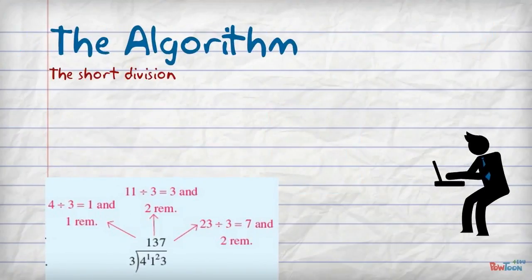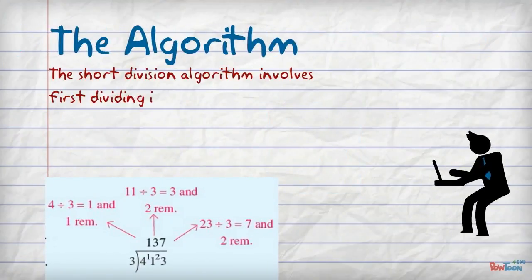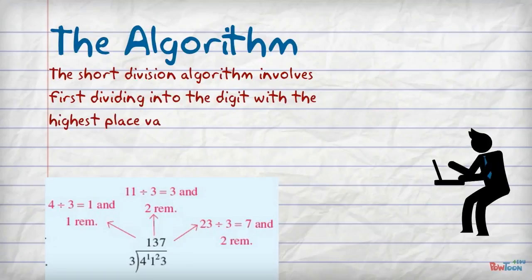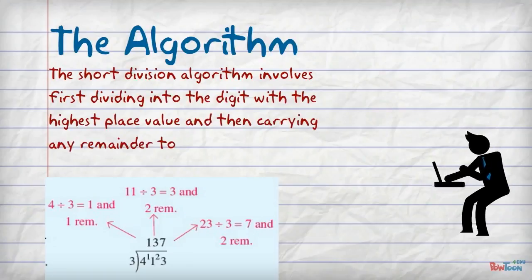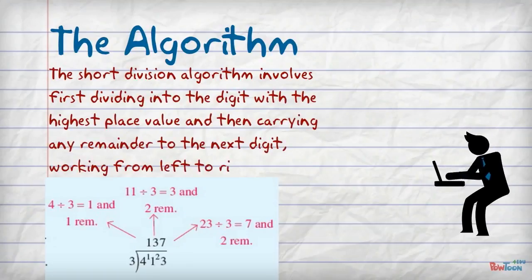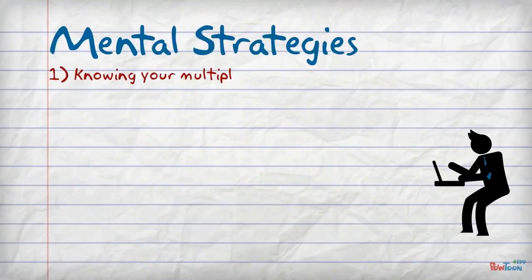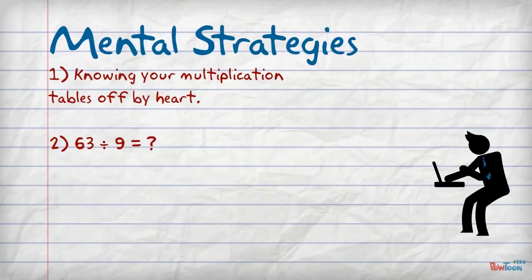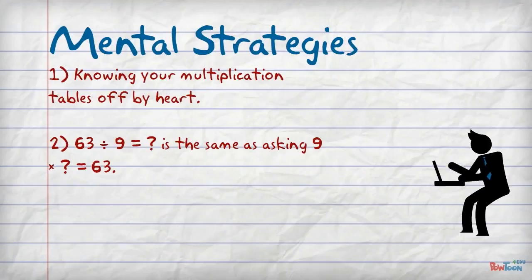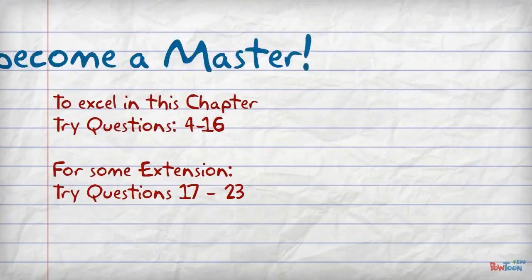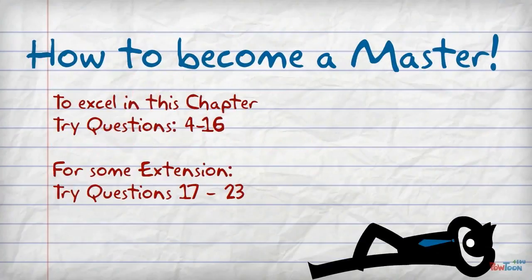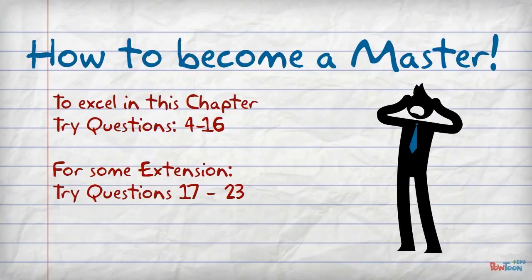The short division algorithm involves first dividing into the digit with the highest place value, and then carrying any remainder to the next digit, working from left to right. Knowing your multiplication tables off by heart, 63 divided by 9 is the same as asking, how many times can I multiply 9 to make 63? To become a master in this, try questions 4 to 16 and for extension 17 to 23.